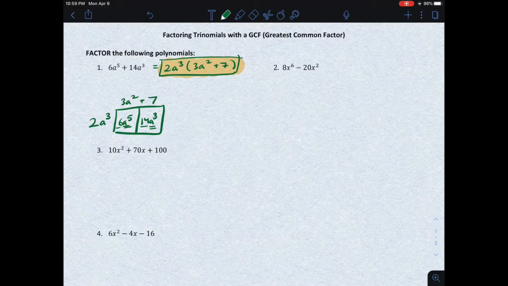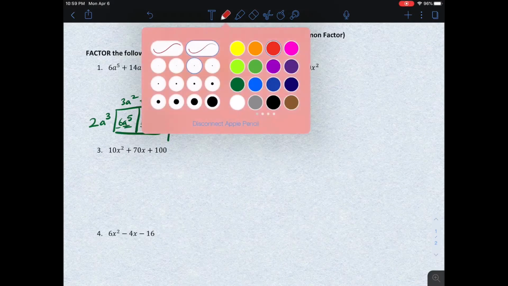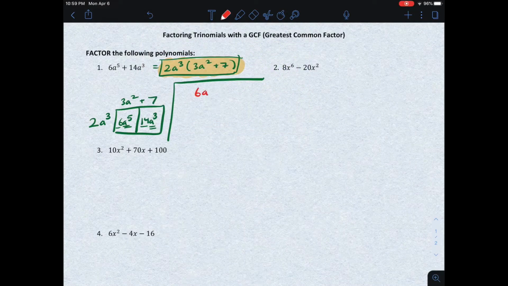Now, at this point, I'm going to show you another way you can find the GCF. You might like this a little bit more. So I'm going to first copy down the two terms again. And what I'm going to do is write each term as a product of its prime factors. If you remember creating a factor tree to find the prime factors, we're going to do something kind of similar. So 6a to the 5th, 6 is 2 times 3. A to the 5th power is just a times a times a times a times a, 5 of those. Plus, and then 14 is 2 times 7. A cubed is just a times a times a.